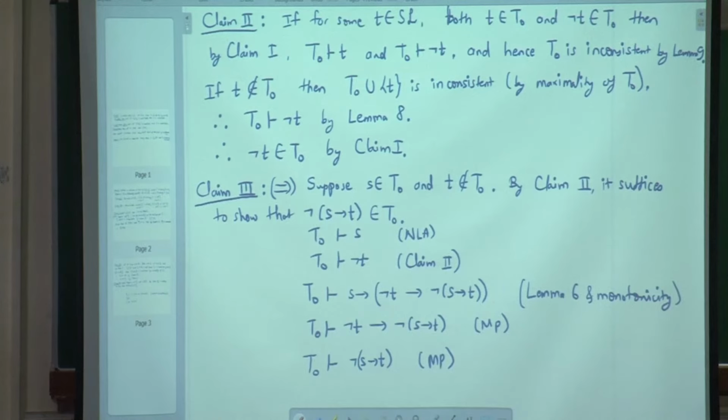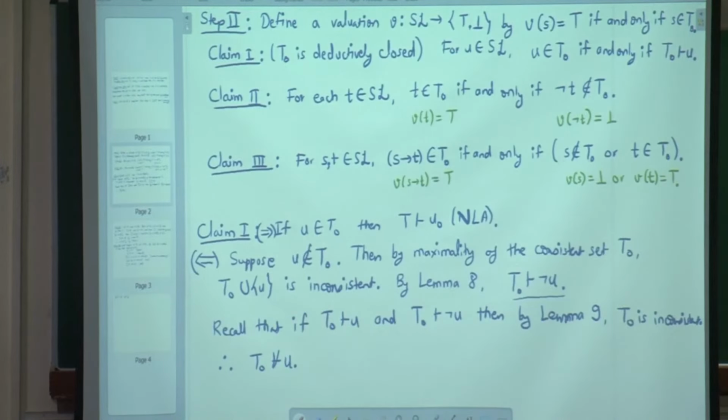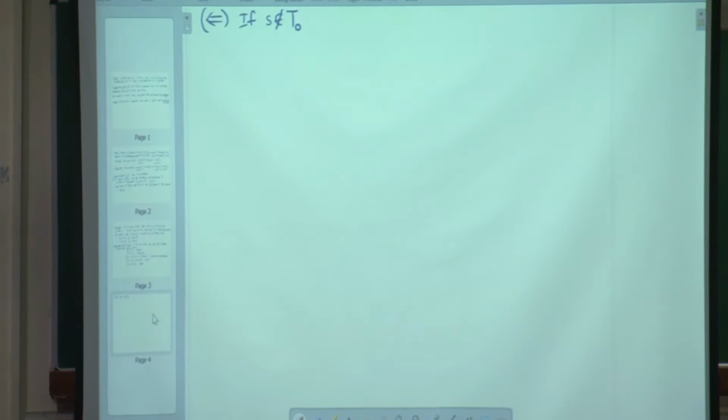The second side is, again, we'll use contrapositive of the second side. Okay, I'm changing the slide now. Okay. So if S is not in T naught, yeah, that's what we need to show. I mean, under both conditions we need this. Okay. So if S is not in T naught, then what can you conclude from claim 2?